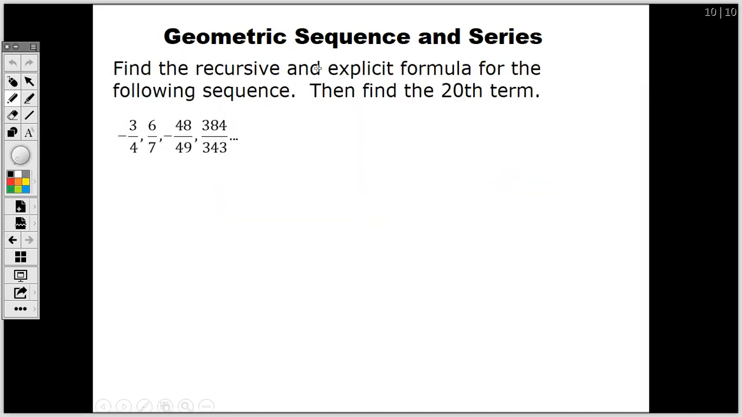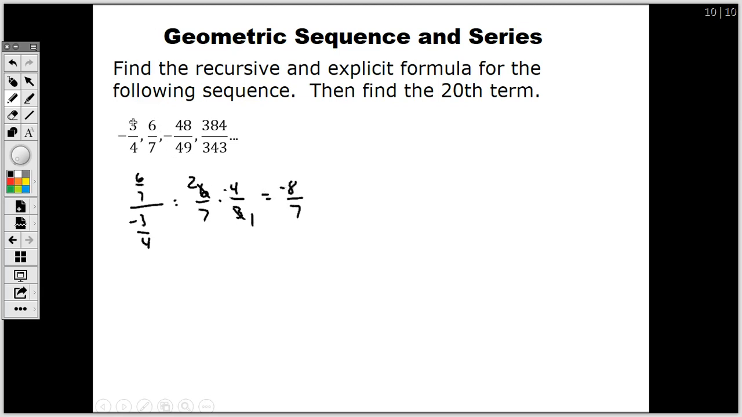Okay. So we're going to find the recursive and explicit formula for the following sequence. First, we probably should check to see if it's geometric. If I'm going to multiply to get to the next term, times 2 up here, ooh, that's gross. So instead of trying to guess at what it is, we can just take the term, 6/7, and divide by the term before it, 3/4, which is the same as 6/7 times negative 4/3. And I get negative 8/7.